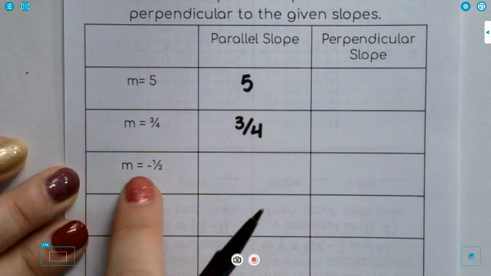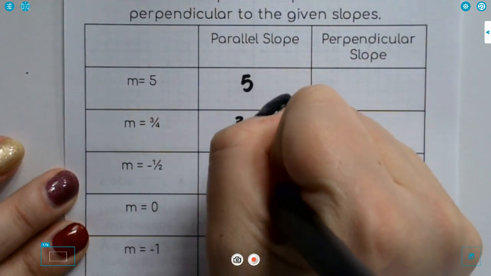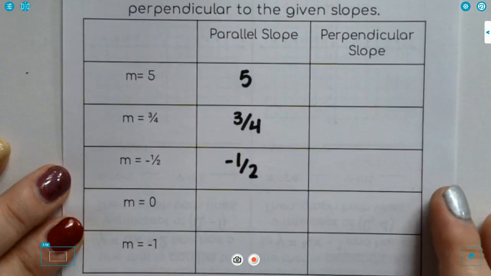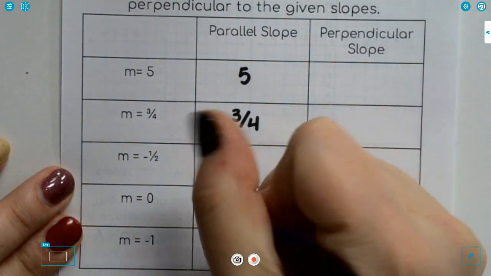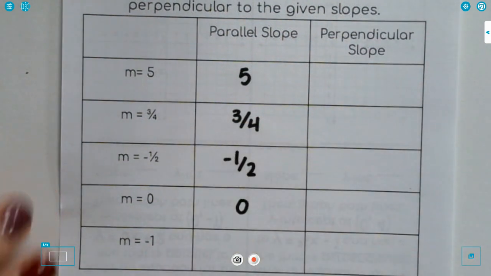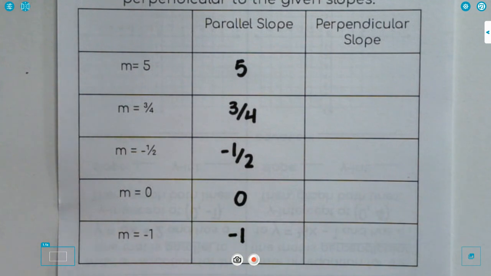The slope that's parallel to a slope of -1/2 is -1/2. The slope that's parallel to a slope of 0 is 0. And the slope that's parallel to a slope of -1 is -1. So parallel slopes are pretty straightforward. They are the exact same as the slope you're given. So if I'm asked to find a slope that's parallel, it's going to be the exact same slope.